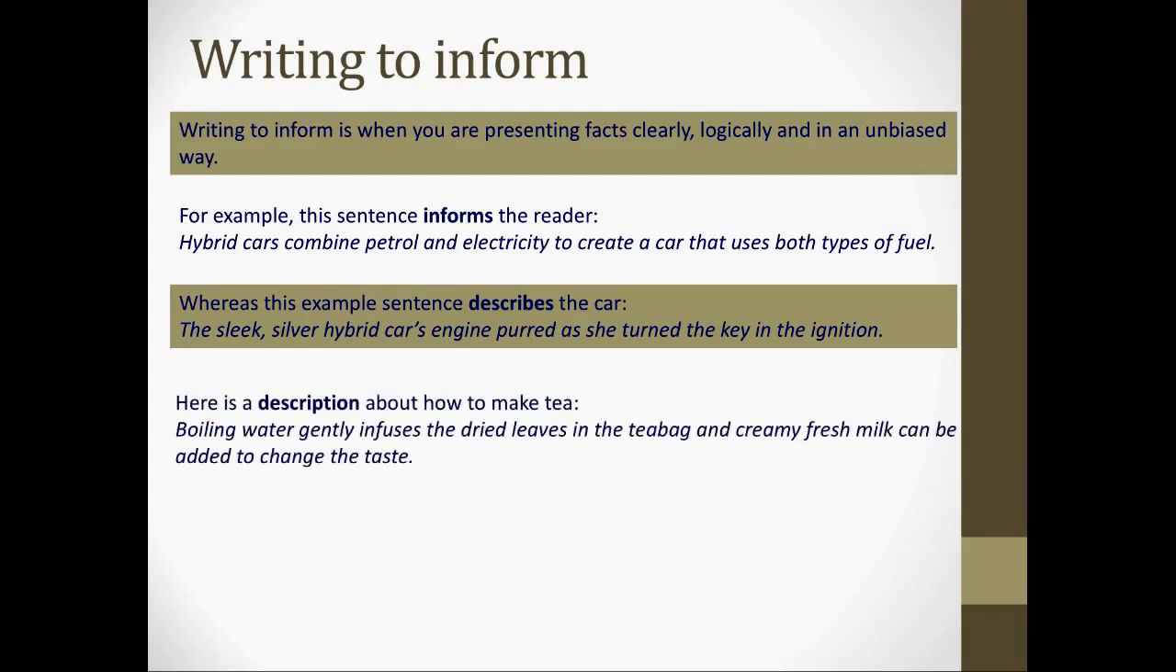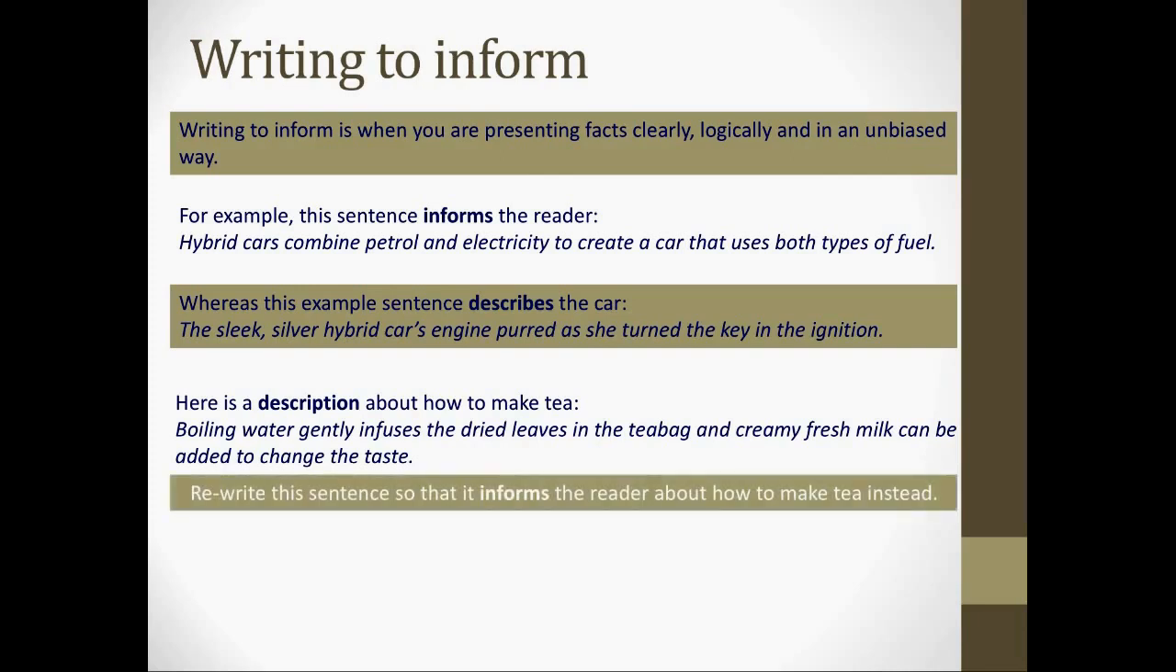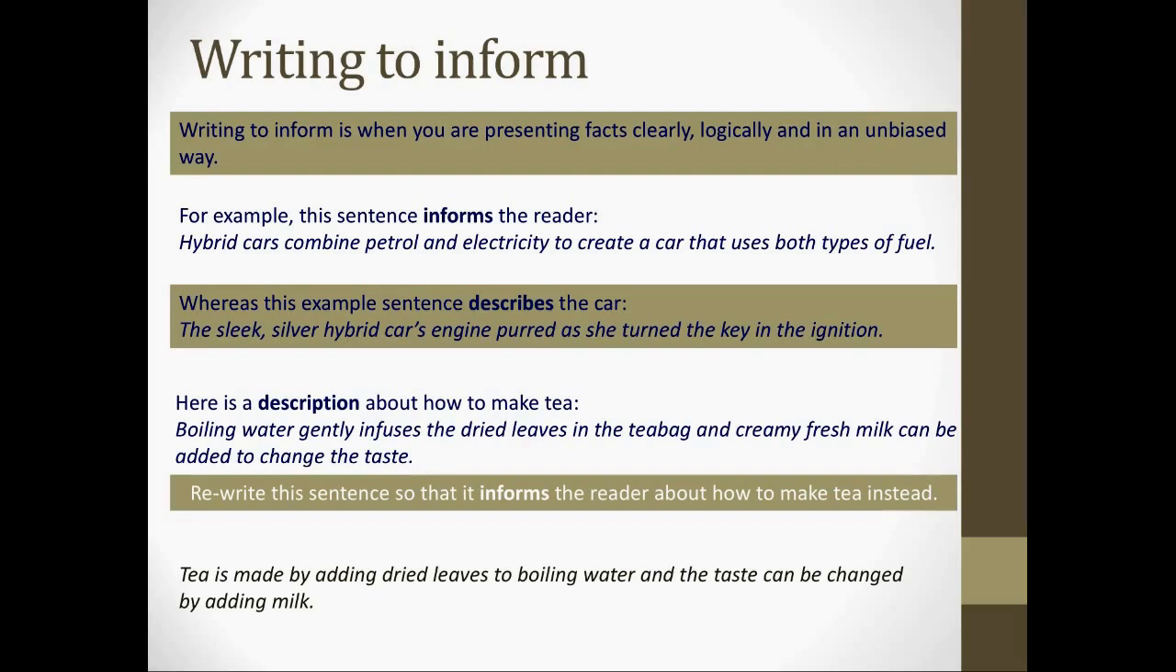Here's a description about how to make tea. Boiling water gently infuses the dried tea leaves in the tea bag, and creamy, fresh milk can be added to change the taste. If we want to rewrite this sentence so that it informs the reader about how to make tea, instead we would say, tea is made by adding dried leaves to boiling water, and the taste can be changed by adding milk.